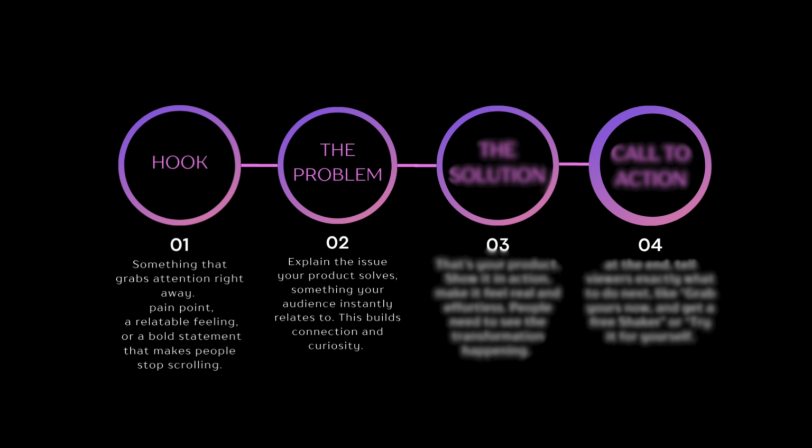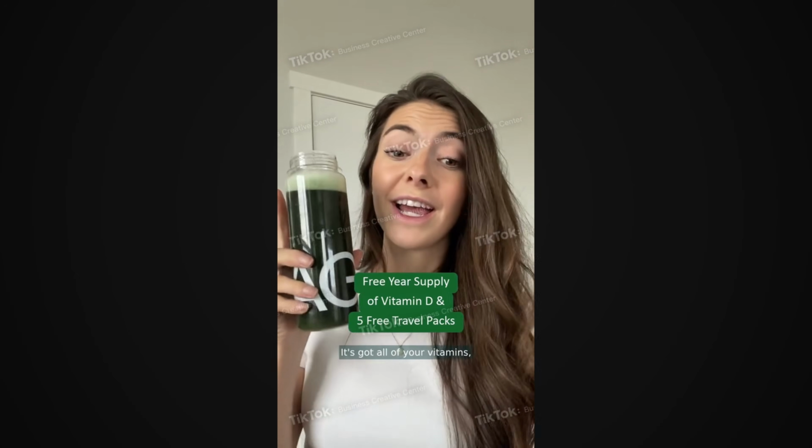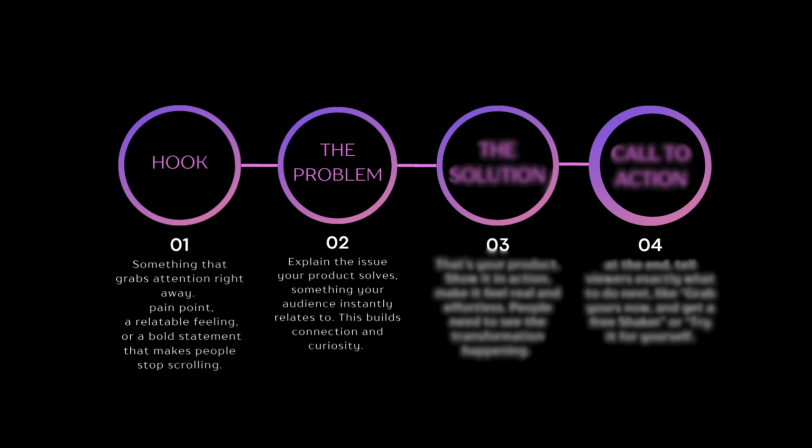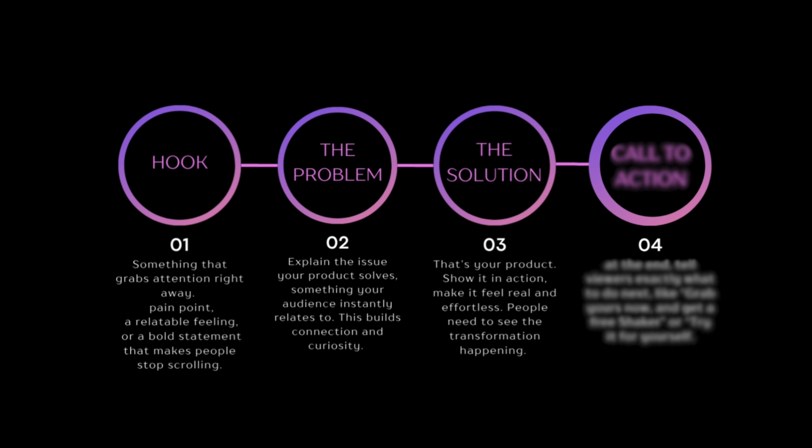Then move into the problem, explain the issue your product solves, something your audience instantly relates to. This builds connection and curiosity. Let's hear what the AG1 video says here. And this is so much more than just a greens powder. It's got all of your vitamins, minerals, probiotics, and more. So the issue AG1 solves is that their product contains all the vitamins and people do not need to take any other.